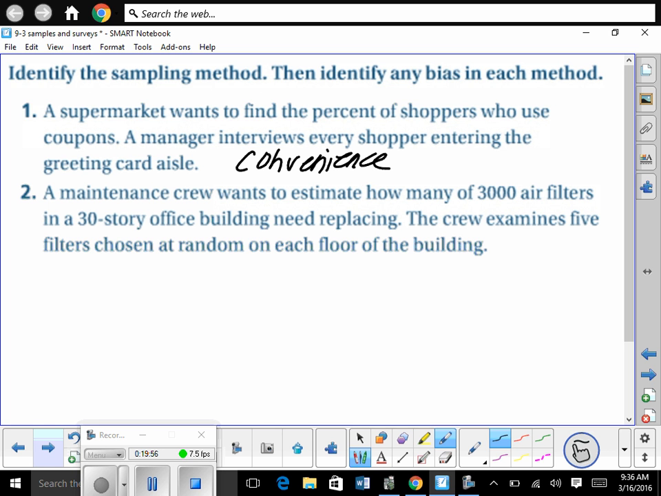What bias would we have? He's only getting people that walk by, so he's only interviewing people that are going into the greeting card aisle. So it might overrepresent people who buy cards, right? Everybody, do you see this?